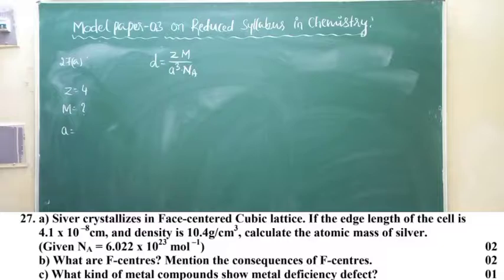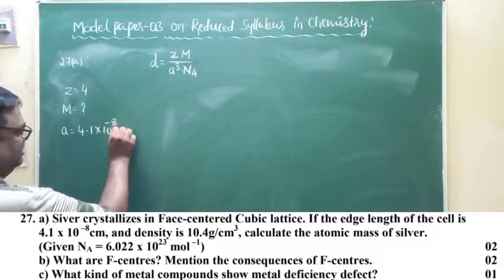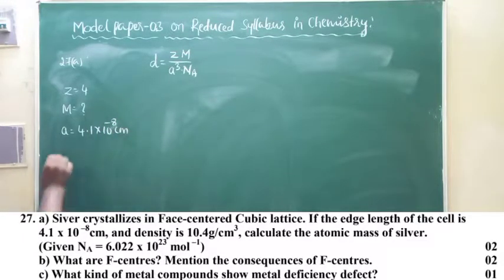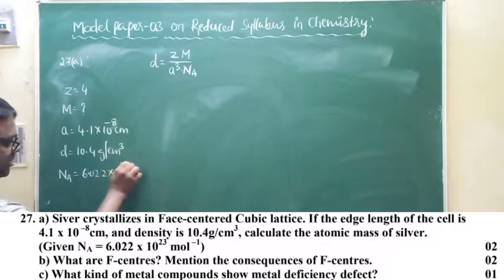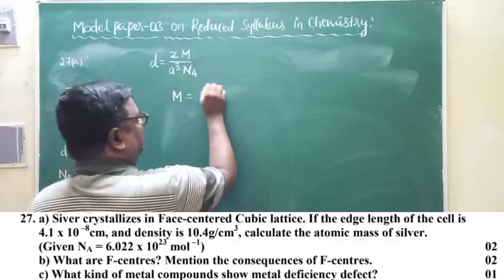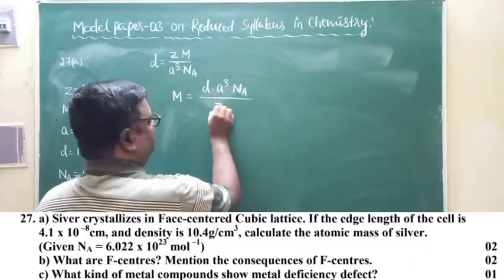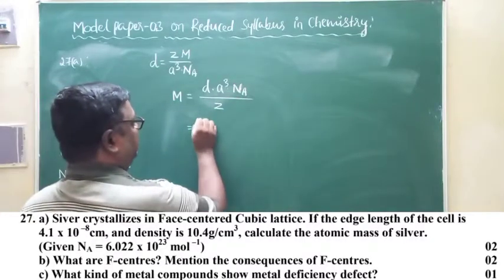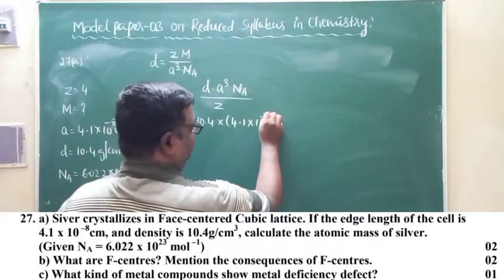Edge length is given: 4.1 into 10 to the power of minus 8 centimeters. Density is given: 10.4 gram per cm cube. And Avogadro number is known to you, 6.022 into 10 to the power of 23. You substitute all these values. That is, you need atomic mass M equals d into a cube into Avogadro number divided by Z. I have done cross multiplication: 10.4, then 4.1 into 10 to the power of minus 8 whole cube.